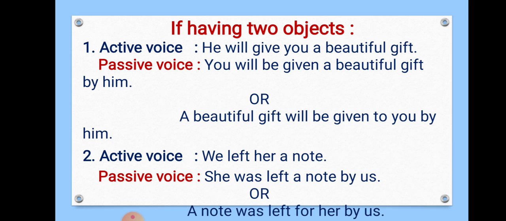One more example. We left her a note. We left what? A note. For whom? For her. So she was left a note by us, or a note was left for her by us. So, in this way, if there are two objects, then you can take any object first and you can have the construction of the sentence accordingly.